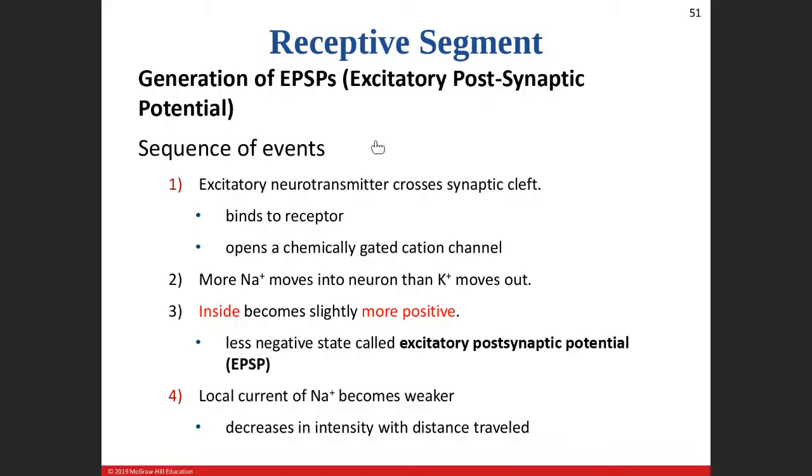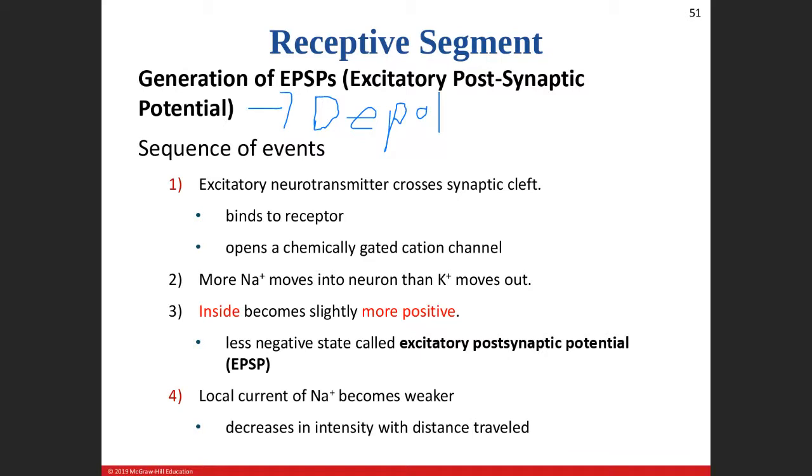How do we make an EPSP? Because remember, when you see EPSP, an excitatory postsynaptic potential, your first thought should be depolarization, which means we're going to make the inside of the cell less negative or more positive. Agreed? Okay.